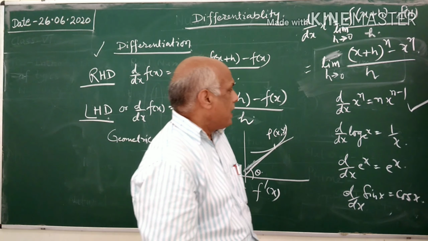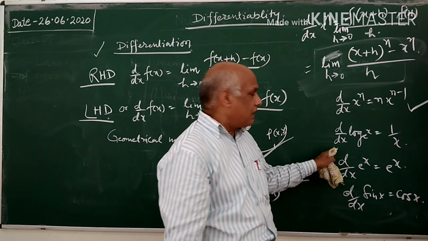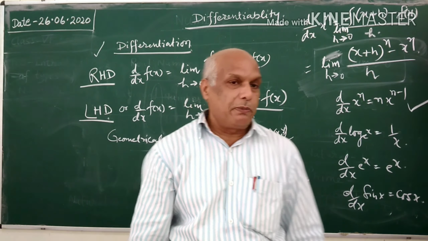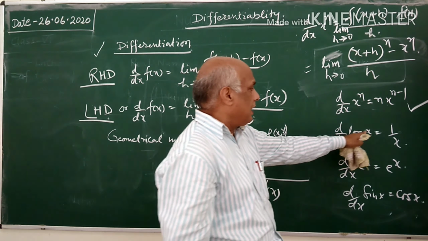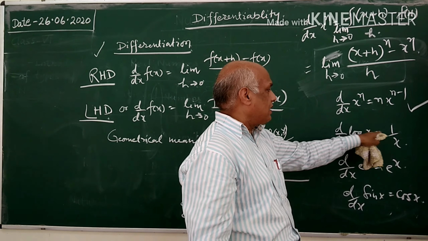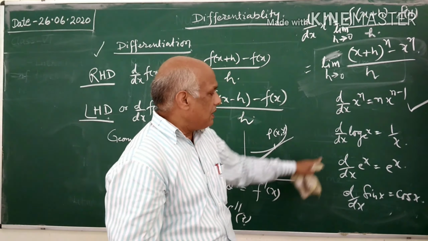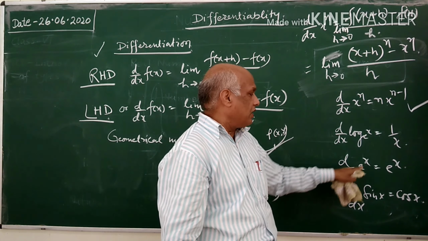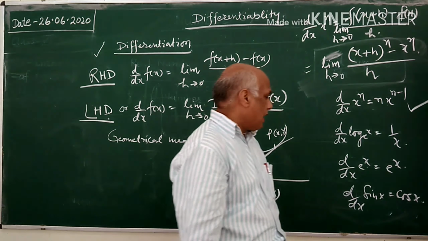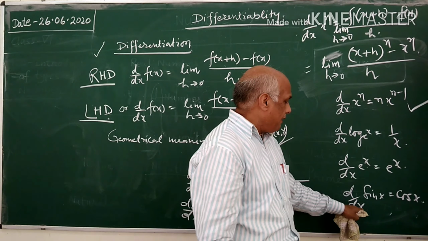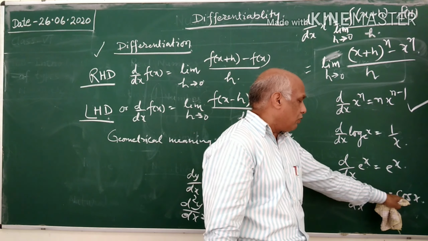In a similar way, we have got the differentiation of a logarithmic function: dy by dx of log base e of x is equal to 1 by x. In a similar way, differentiation of the exponential function e to the power x is equal to e to the power x. Differentiation dy by dx of sin x is equal to cos x.